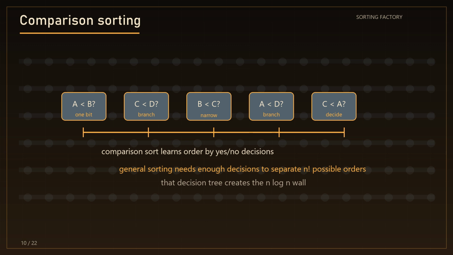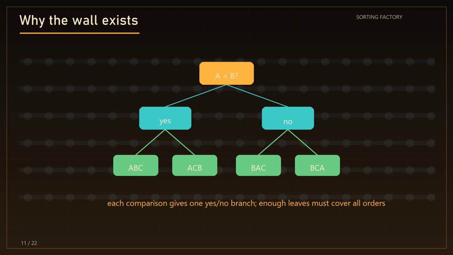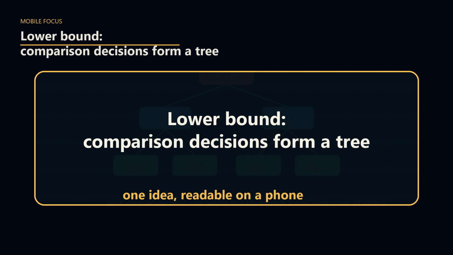That wall is not about one bad algorithm. It is about how much information yes or no comparisons can reveal. Here is the intuition behind that lower bound. With n different items, there are n factorial possible sorted orders. A comparison gives only a yes or no answer, so it can only split the possibilities into two branches. To identify the exact order, the decision tree must have enough leaves for all possible permutations.